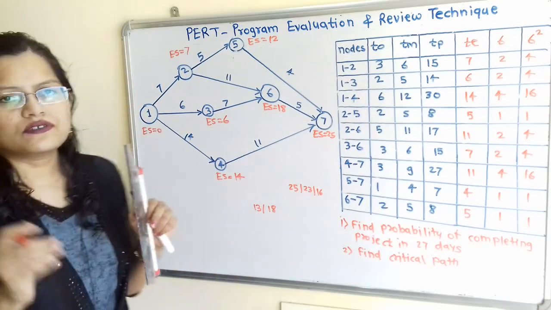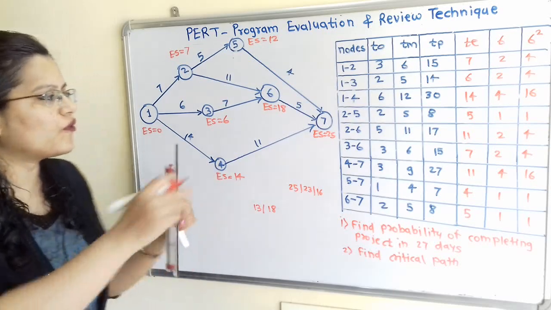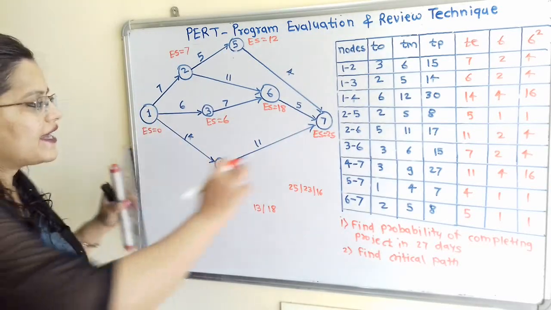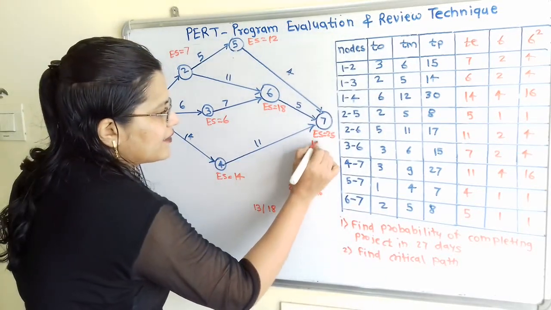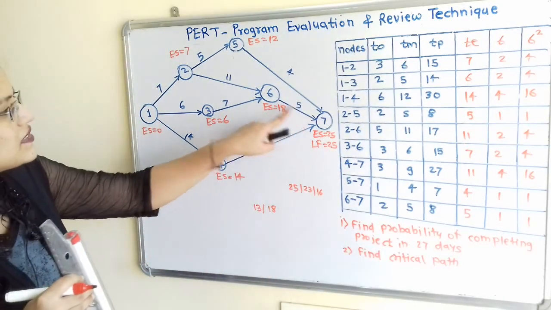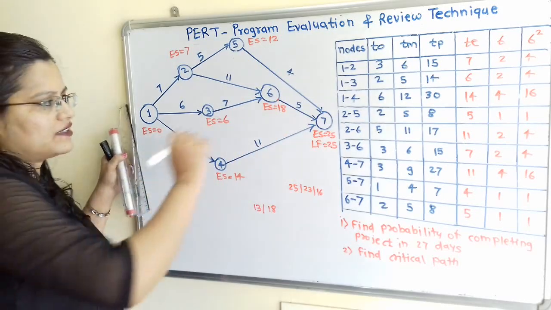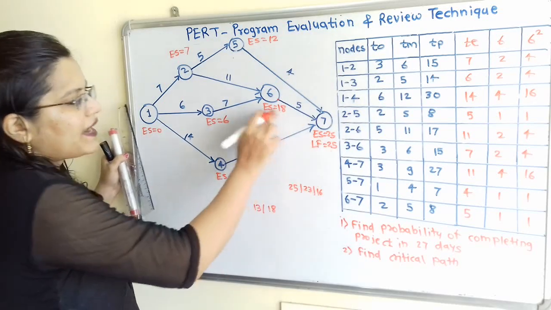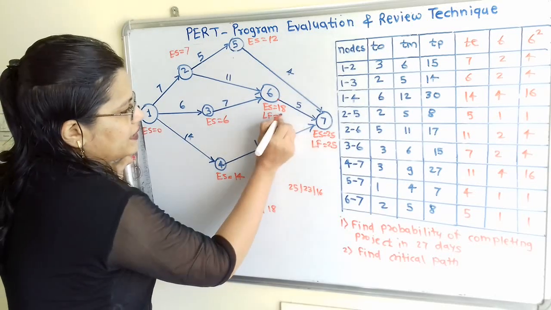Now we will calculate the value of latest finish, and we have to move from this end node towards the start node. At the end node, the value of LF is equal to the value of ES, that is LF is equal to 25. Now we will move to the next node, that is node 6. From this node 6 only one arrow is starting. So here 25 minus 5, so here LF is equal to 20.